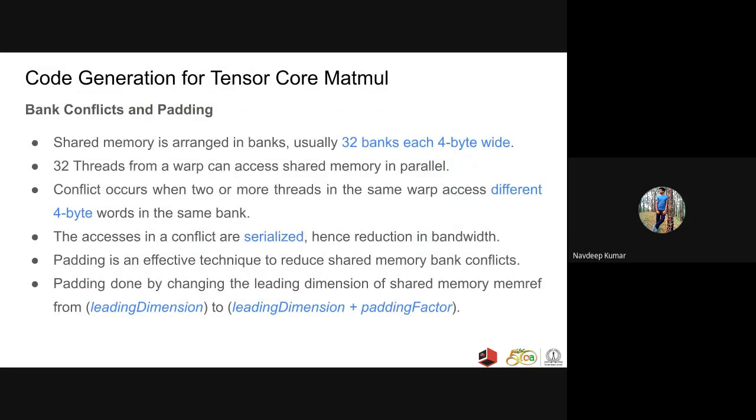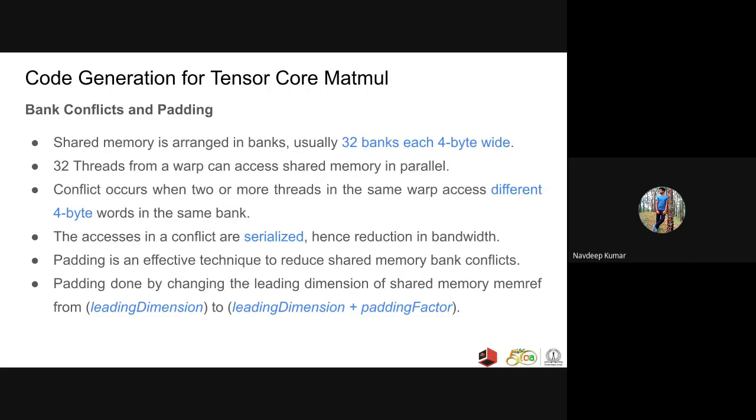Just doing the shared memory tiling is not enough. As mentioned before, bank conflicts can be a hindrance in shared memory tiling. Shared memory is basically arranged in banks, usually 32 banks, each being 4 bytes wide. So 32 threads from a WARP can access these shared memory banks in parallel. A conflict occurs when two or more threads in the same WARP access different 4-byte words in the same bank. So the threads involved in a bank conflict will need to be serialized, and their loads or stores need to be processed in separate cycles.